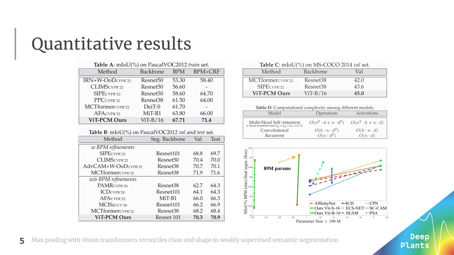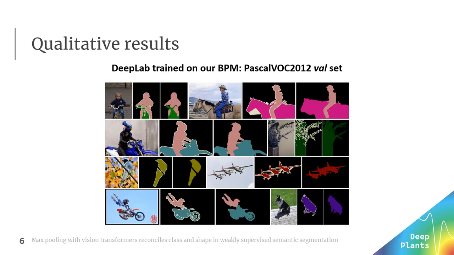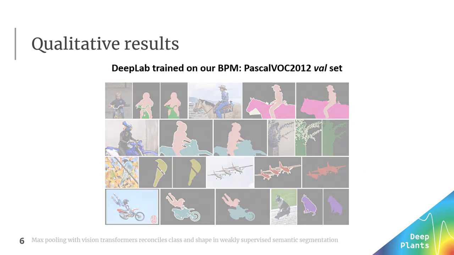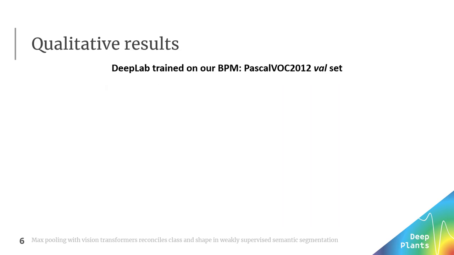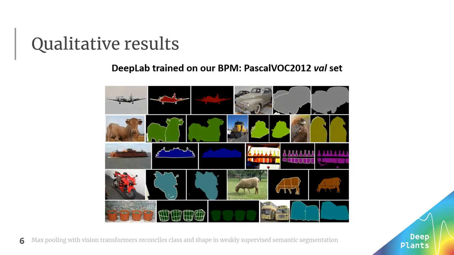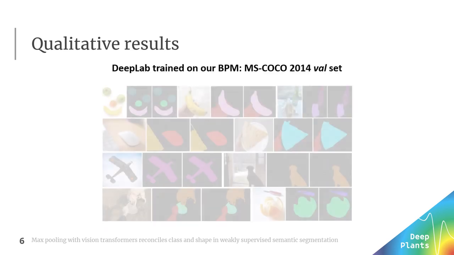In Table C, we report results on the MS-COCO 2014 val set. We trained a DeepLab segmentation network with a ResNet backbone on our baseline pseudo-masks. Here we show some qualitative results on the PascalVOC 2012 and MS-COCO 2014 val sets.